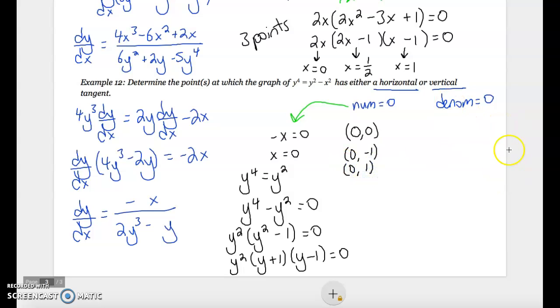Now we're going to do the same thing with our denominator. So go ahead and set our denominator equal to 0. So 2y cubed minus y equals 0. Pull out the GCF.